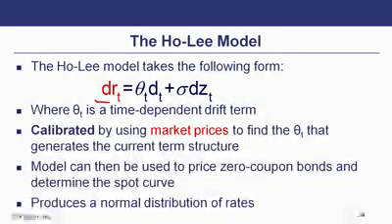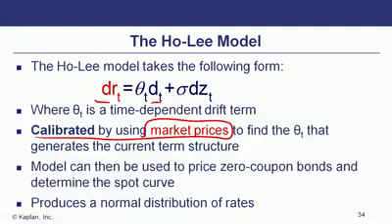Right, so one more. This is looking at the change in interest rates again. So here we have this theta dt, and this is just a time-dependent drift term, and it has to be calibrated using market prices. So you've got to go in and say, well, what are interest rates now? And you're going to have to calibrate this, and you're going to get that from the current term structure.